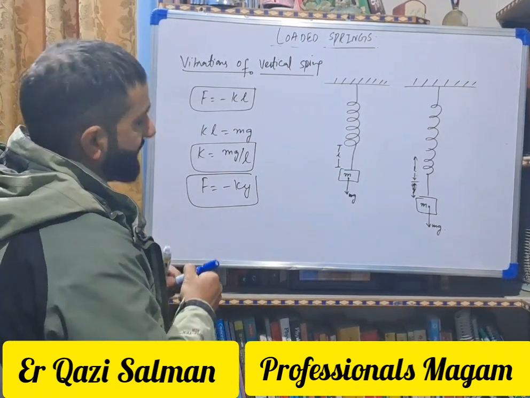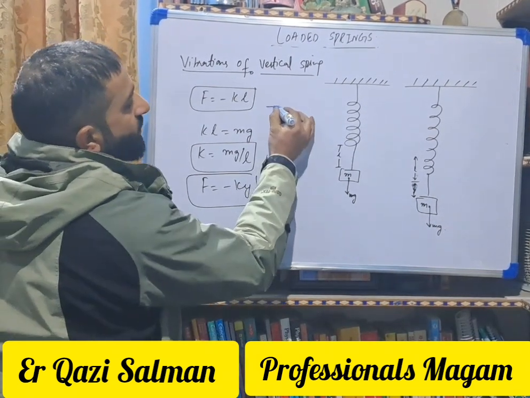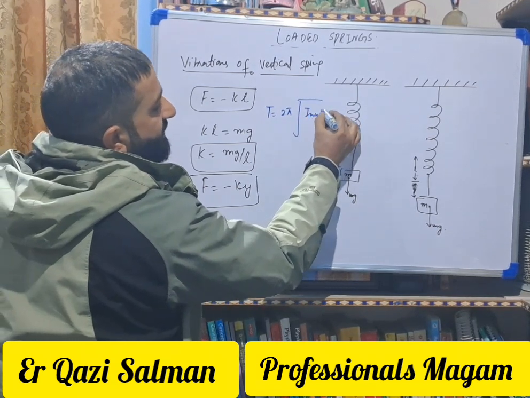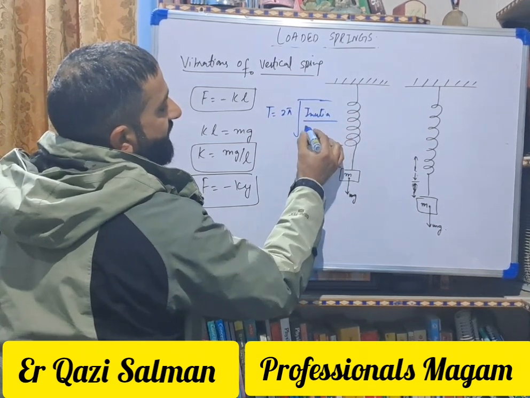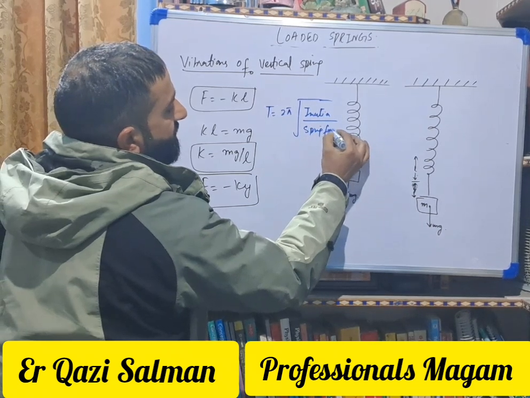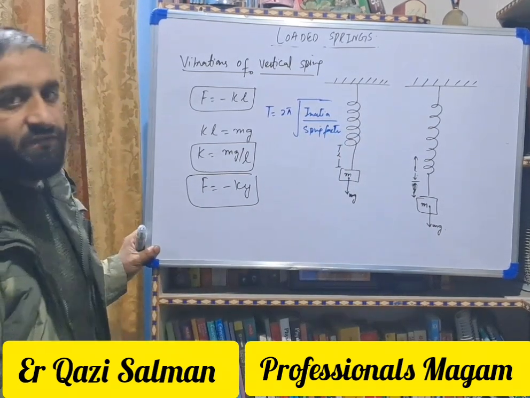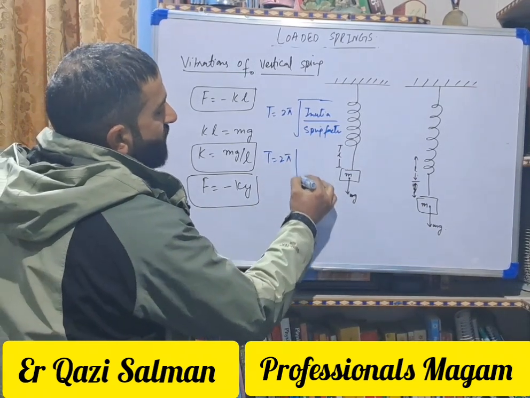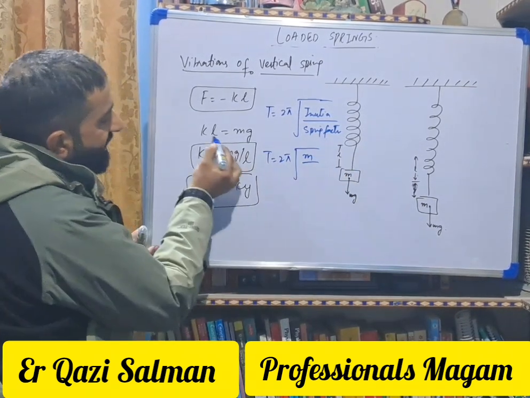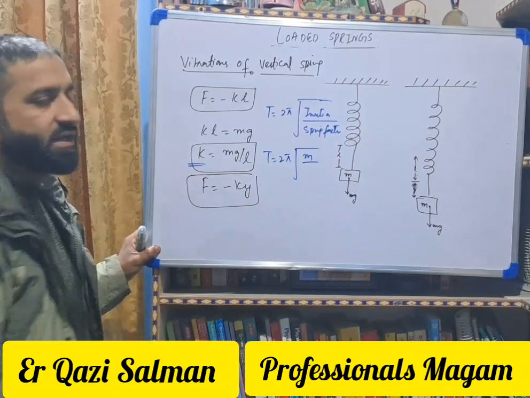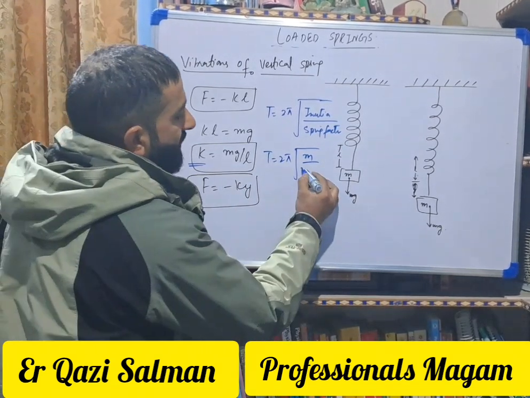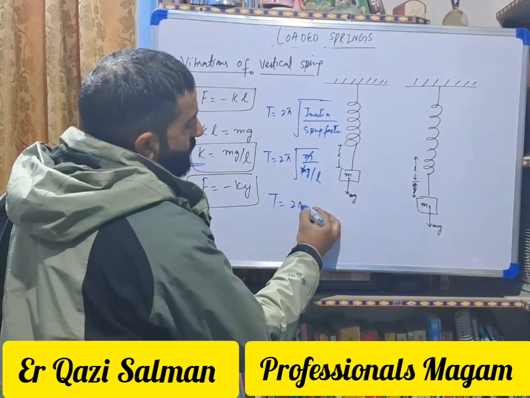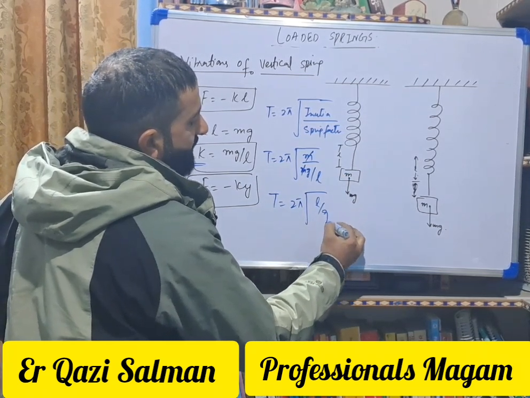This is a linear oscillator. The time period T will be equal to 2 pi root of inertia factor by spring factor. Here the inertia factor is the mass attached to the spring. So T will be equal to 2 pi root of M, and the spring factor, as already calculated, K is equal to mg divided by L. Now M and M cancel, so T is equal to 2 pi root of L divided by g.